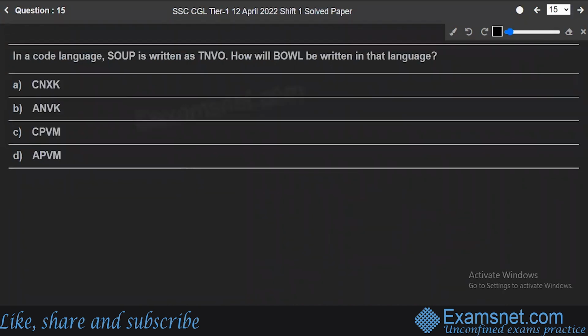Question number 15. In a code language, soup is written as TNVO, and how will bowl be written in that language? So we'll be using the same alphabetical place table that we used in the earlier questions. The same table will be used in this question as well. So I hope you remember that table.